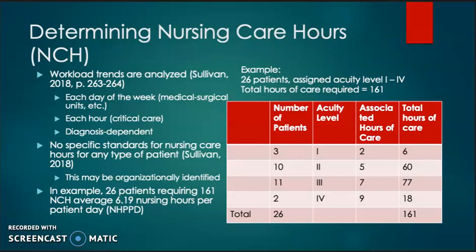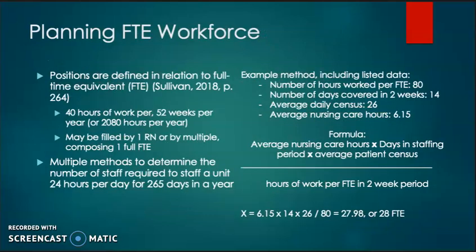26 patients, each assigned an acuity level between 1 and 4. As you can see, 26 patients total, different acuity levels, how many are in each level, and the total hours of care required is 161. If you divide the 161 hours by the 26 patients that are on the unit, you have an average of 6.19 nursing hours per patient day that are required to meet those patients' needs. This helps you to plan an FTE workforce.